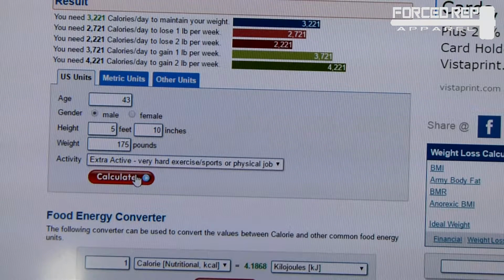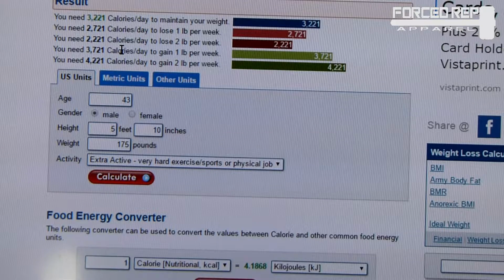So hit that. Obviously you're going to hit calculate, and he's going to come out to 3221 to keep the way he's going now. These are the amount of calories he needs to take in on a daily basis in order to lose a pound or 2 pounds a week, and this is what he needs to take in order to gain 1 or 2 pounds a week. Losing 2 pounds a week is probably the max, and anything outside of that you're probably going to start losing a little bit of muscle with it. 1 pound a week is probably the max as far as gaining weight goes.